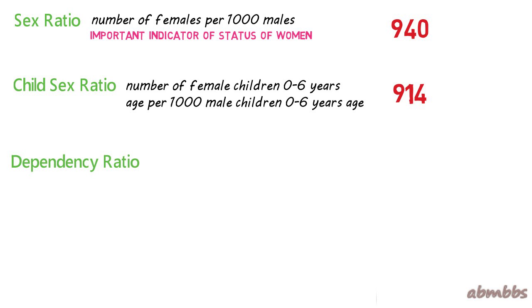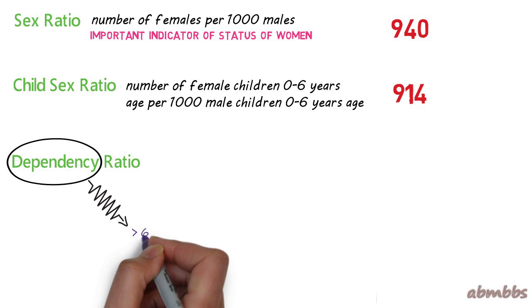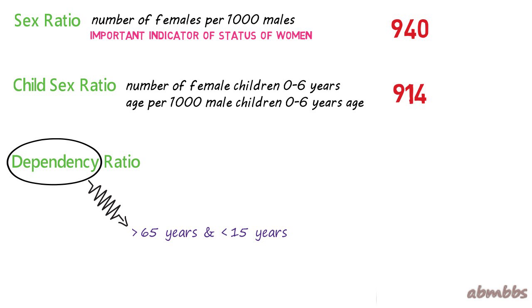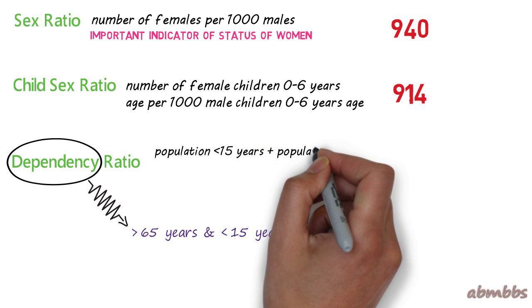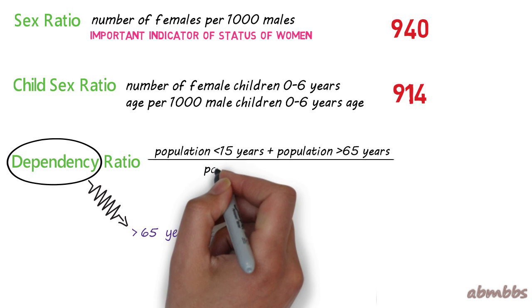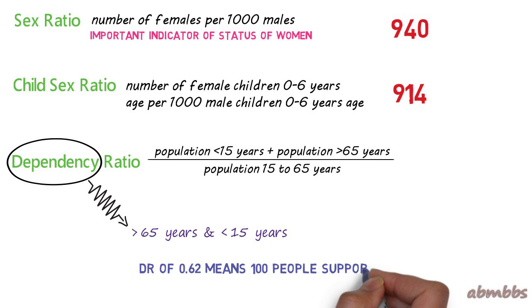Next, we come to dependency ratio. In order to understand dependency ratio, you need to first understand what you mean by dependents. Dependents in a society are people above 65 years and below 15 years. So, dependency ratio is the ratio between population below 15 years and population above 65 years to the population between 15 to 65 years. So, what do I mean when I say the dependency ratio is say 0.62? It means that 100 people support 162 people.